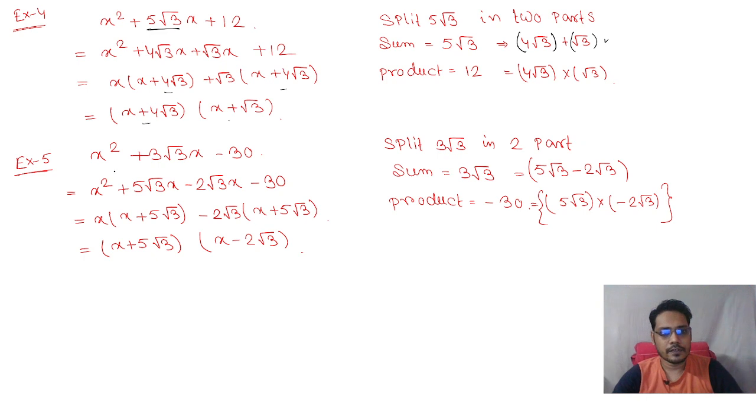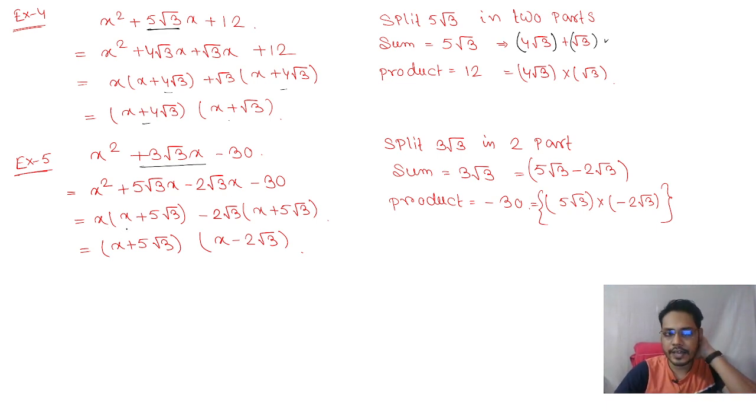Similarly, the next one, x square plus 3 root 3x minus 30. You have to split 3 root 3 in such a way that the sum will be 3 root 3 and the product will be minus 30. So we split into two parts, that is 5 root 3 and minus 2 root 3, where the sum will be 3 root 3 and the product will be minus 30. So instead of 3 root 3x, we can write 5 root 3x minus 2 root 3x.